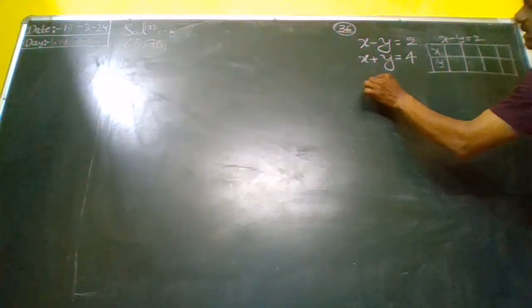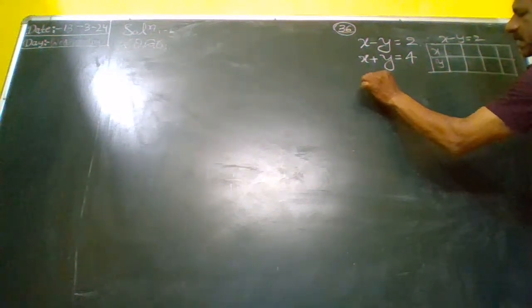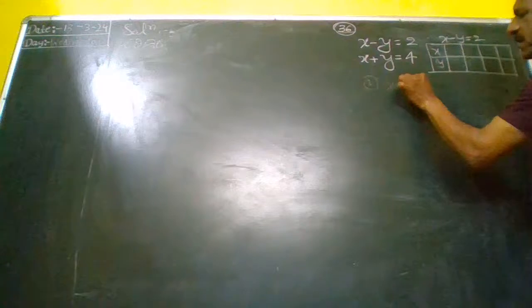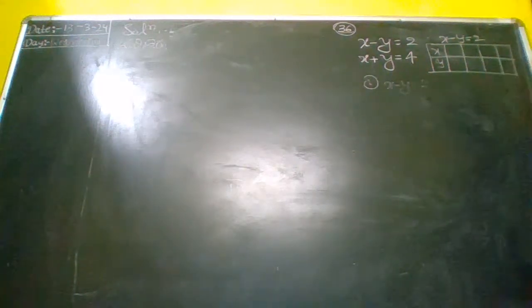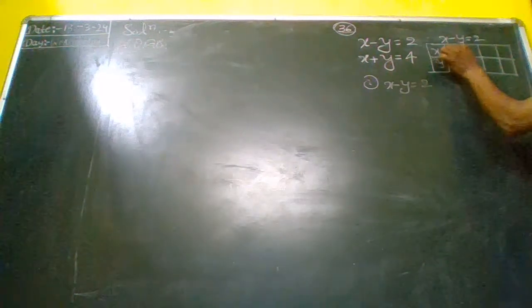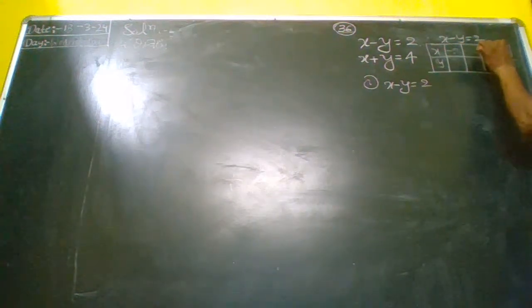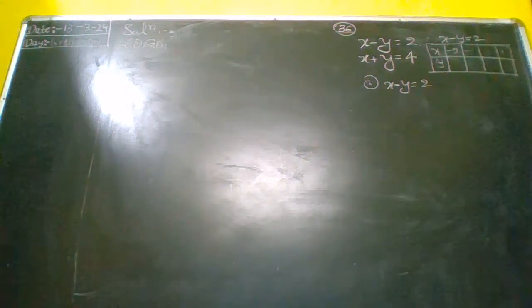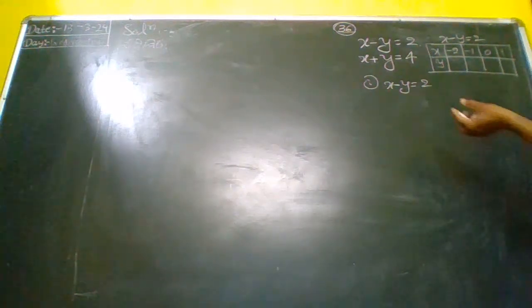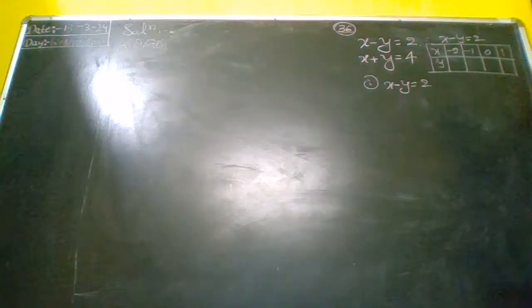How is it? So first I am taking the equation x minus y equal to 2. So now I am going to take, say for example, minus 2, minus 1, 0, 1. So 2 from the negative side, 2 from the positive side. If you want, you can take one more here.